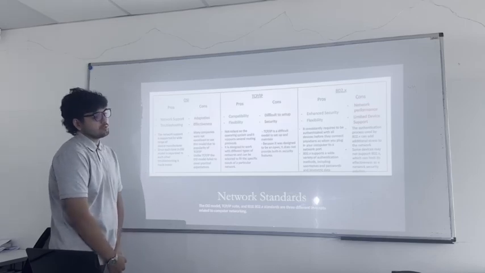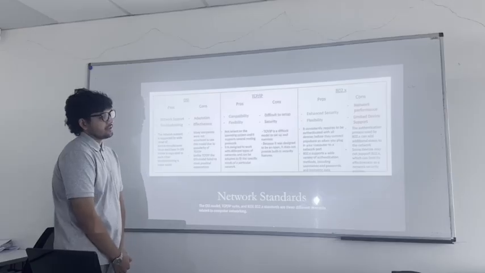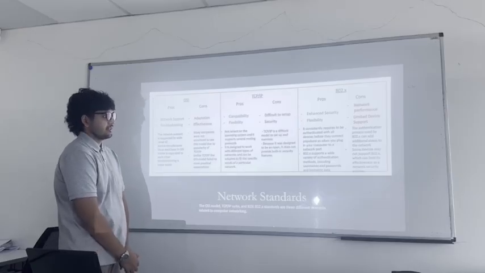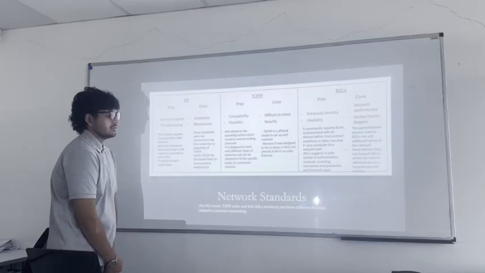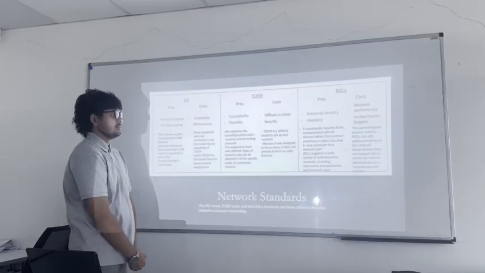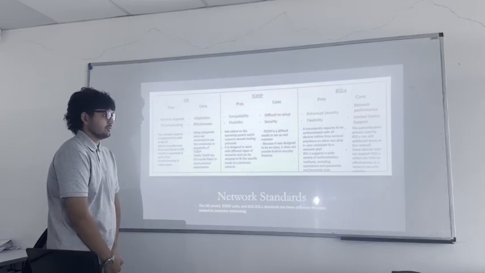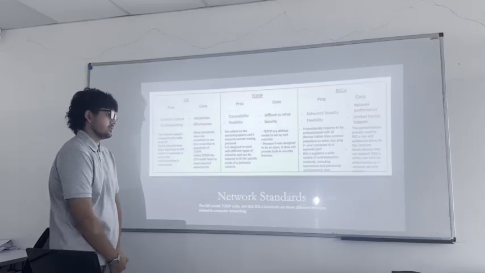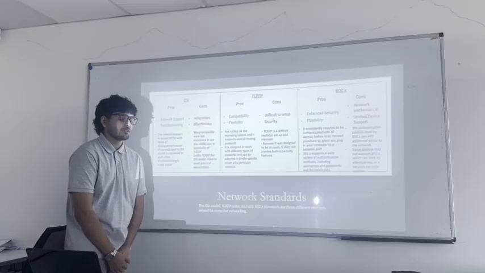However, drawbacks are network performance. Since the authentication process used by 802.x can add additional stress to the network, it can affect the network performance. And another drawback is limited device support. Some devices may not support 802.x, which can limit its effectiveness as a network security solution.